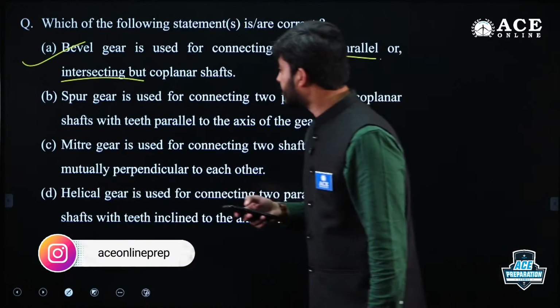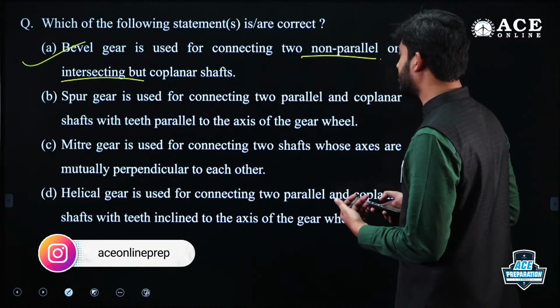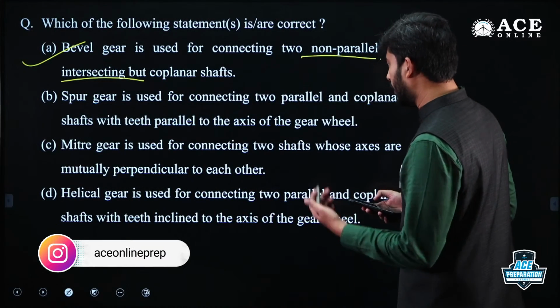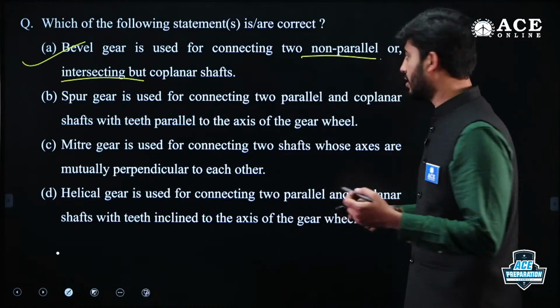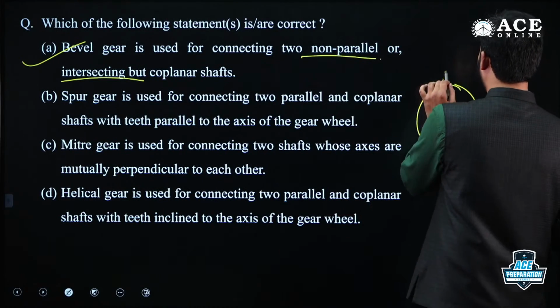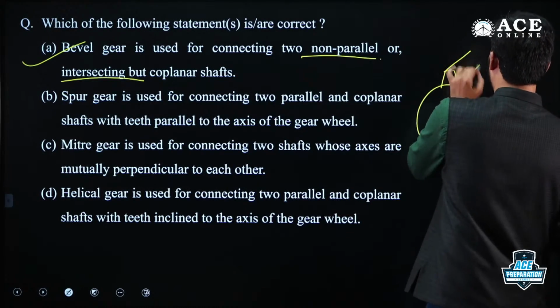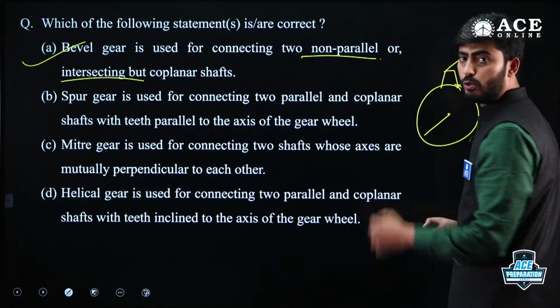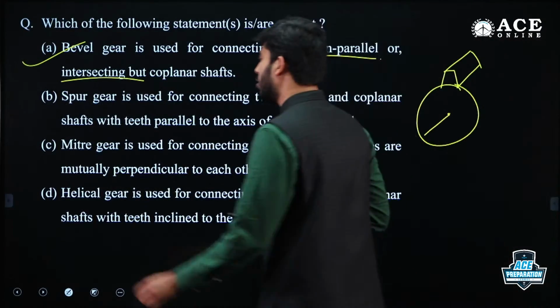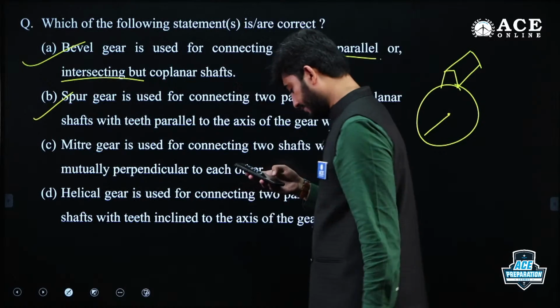Right. Next is spur gear is used for parallel shaft and coplanar shaft with teeth parallel to the axis. In the spur gear you will find these teeth parallel to the shaft axis. These are parallel to shaft axis. Even option B is also correct.